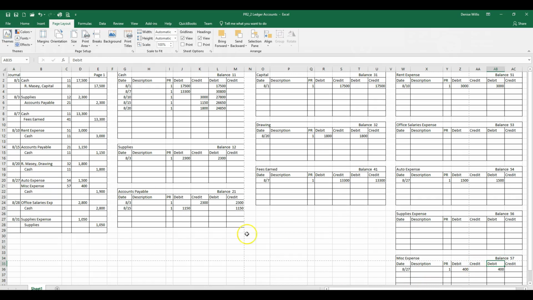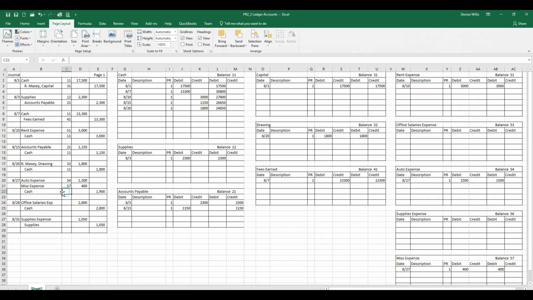Okay, now it's account 57. It can't be 41 because remember, 41 starts with a 4, and anything with a 4 has to be a revenue account, which is why fees earned is actually account 41 in this example. All of our expenses and costs have to start with account numbers that have a 5.